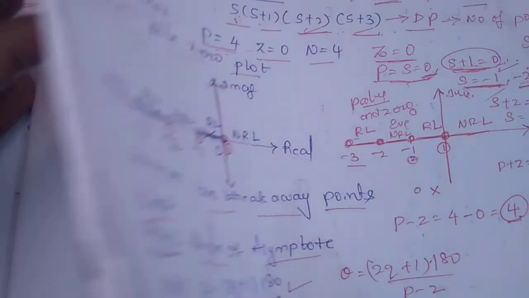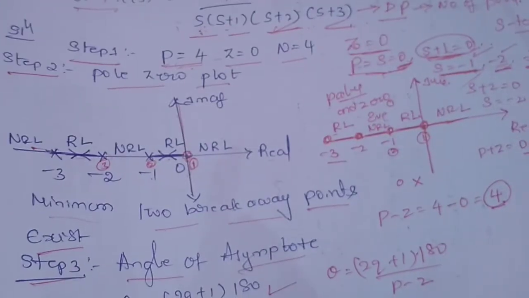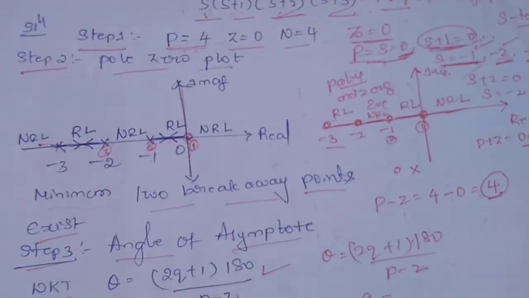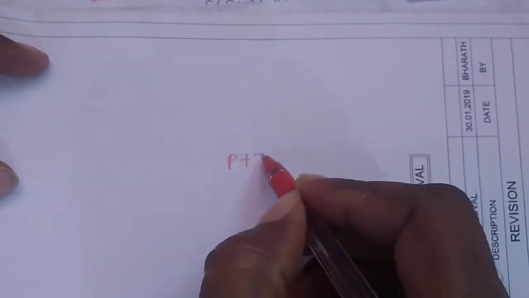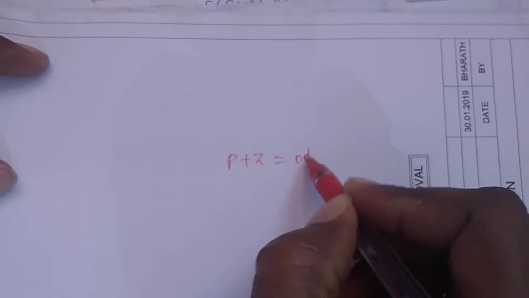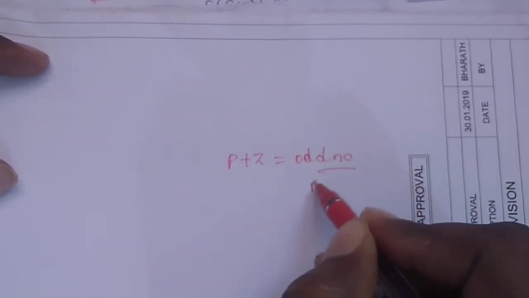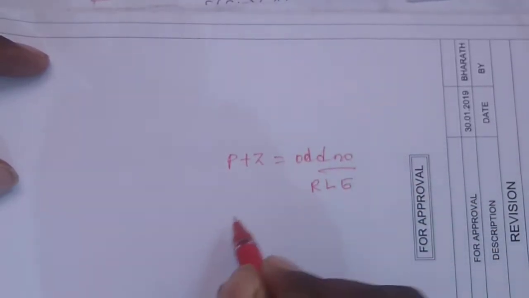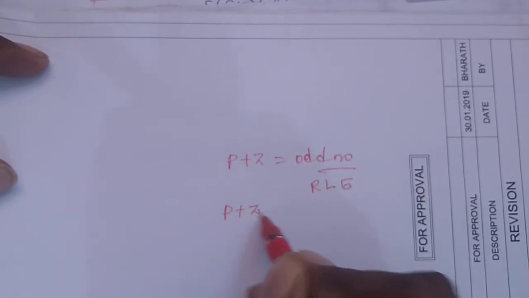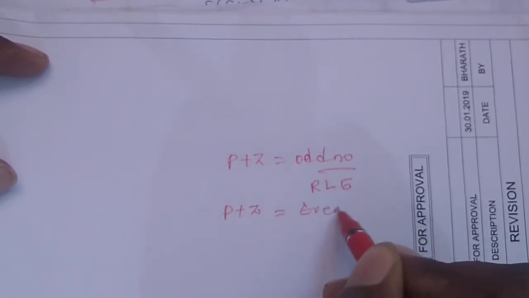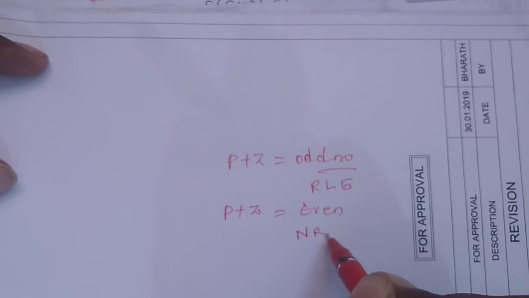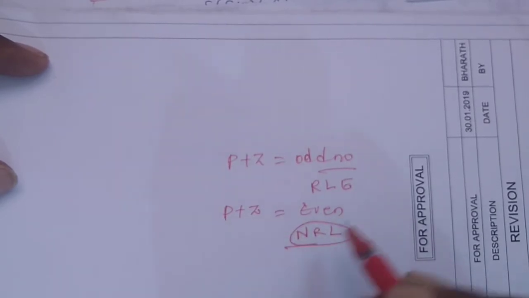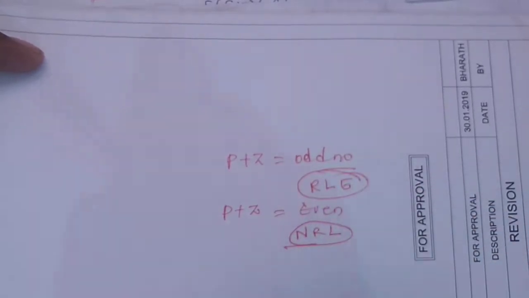To trace the path, if the addition of poles and zeros is an odd number, then the root locus will exist. If the addition of poles plus zeros is even, then there is no root locus. We can call it NRL. If it is root locus, we can use RL.